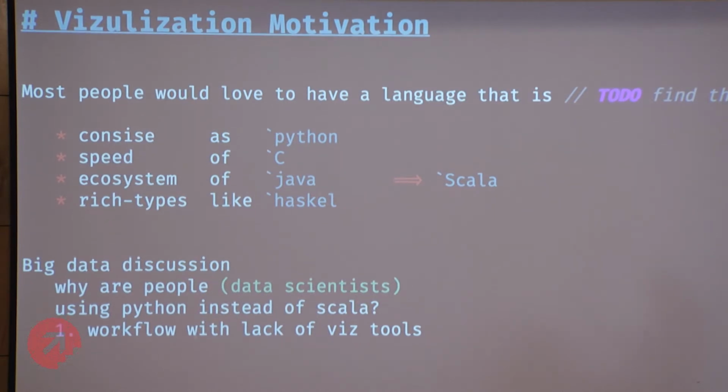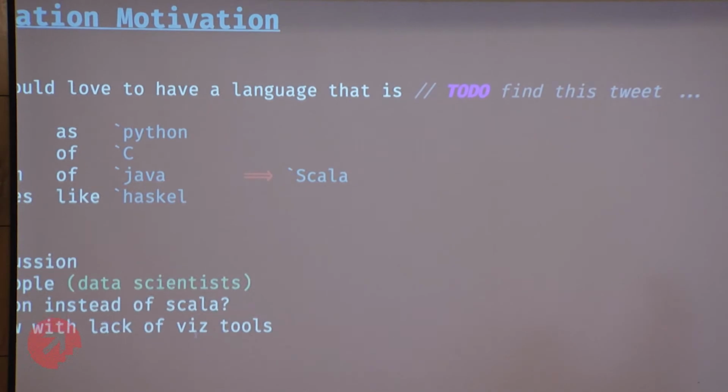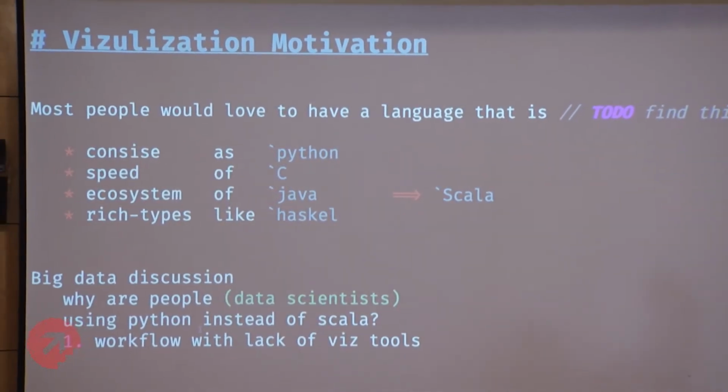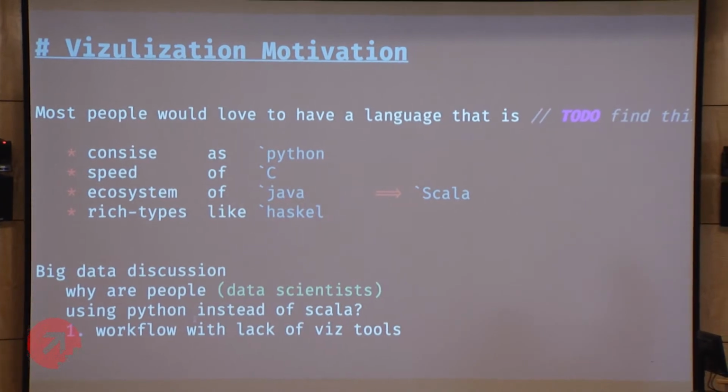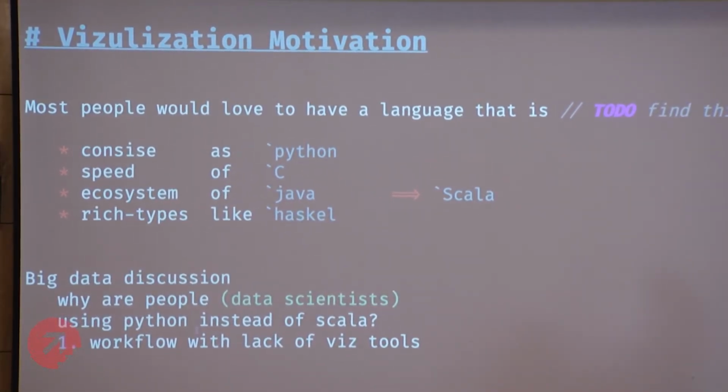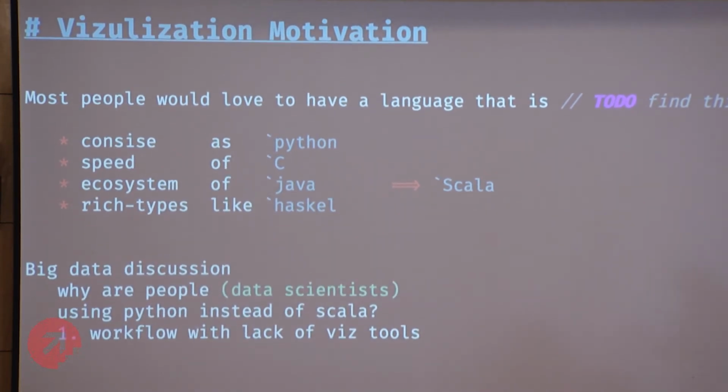In the meeting yesterday, I saw this tweet. I don't know if anybody knows who it was from; I couldn't remember. It said everybody would love to have a language that's as concise as Python, with the speed of C, the ecosystem of Java, and rich types like Haskell. And Scala has a blend of these, not perfect in everything, but that's what we get. I think this is the reason a lot of us love it too.